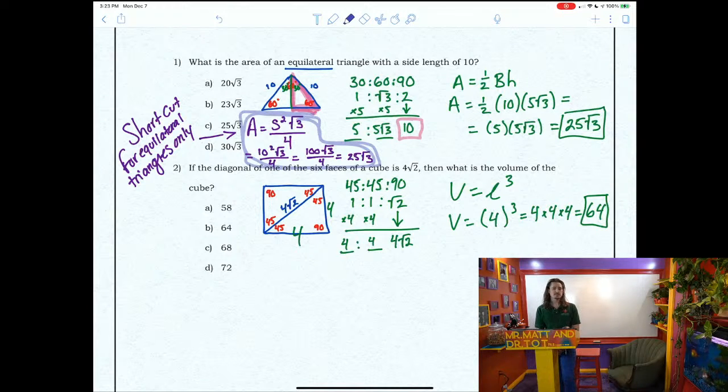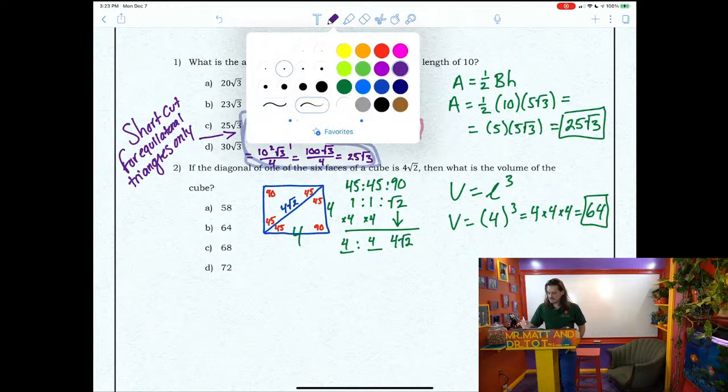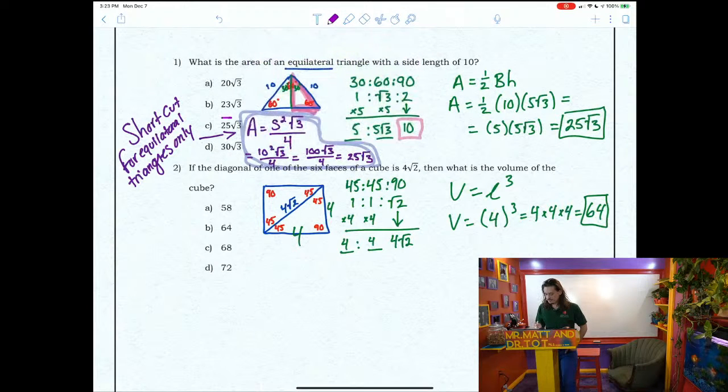So if you are able to remember that, if we plugged in the side length of 10, we would get 10 squared, which is 100. So the numerator would be 100 root 3 quantity divided by 4. Well, 100 divided by 4 is 25. So we would get the same answer of 25 root 3. So the answer to number 1 is C, 25 root 3.